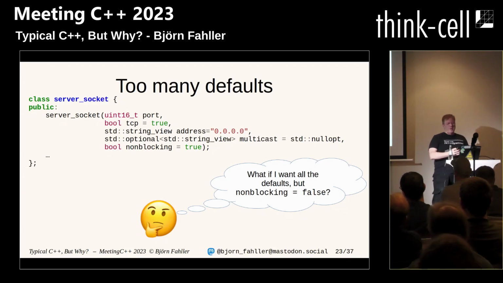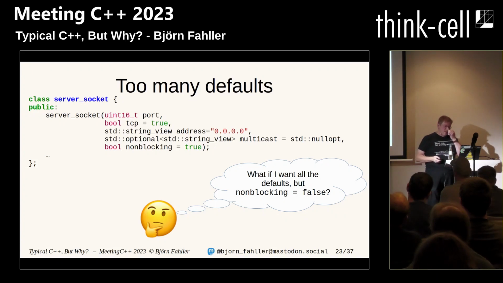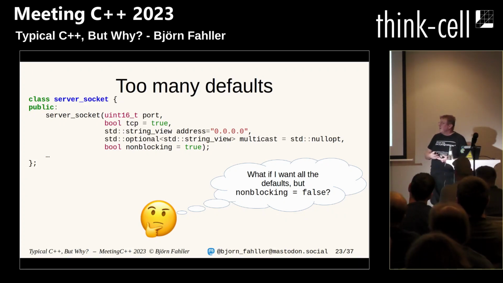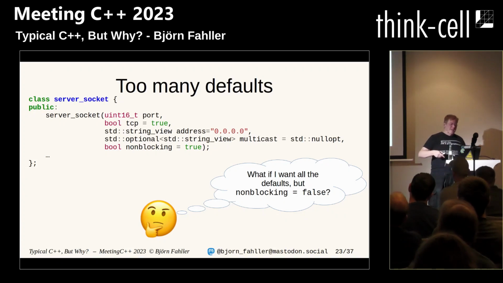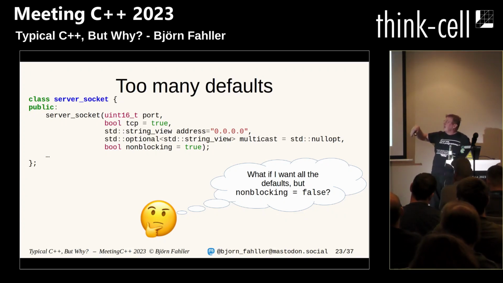And should the I/O be blocking? Well, probably not. So non-blocking is true. But what if I want all the defaults, except that I want it actually to be blocking? The rules of the language are such that you cannot just change one of these. You fill them in from the beginning towards the end. So if you just want to change non-blocking to blocking, you have to add all the parameters, which is noisy and error prone.